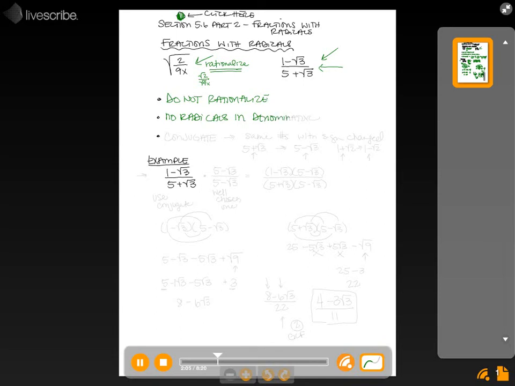So our goal is to get rid of the radicals in the denominator. And to do that, we're going to use this idea of a conjugate. Okay? Now what a conjugate is, it's the same numbers with the sign changed.